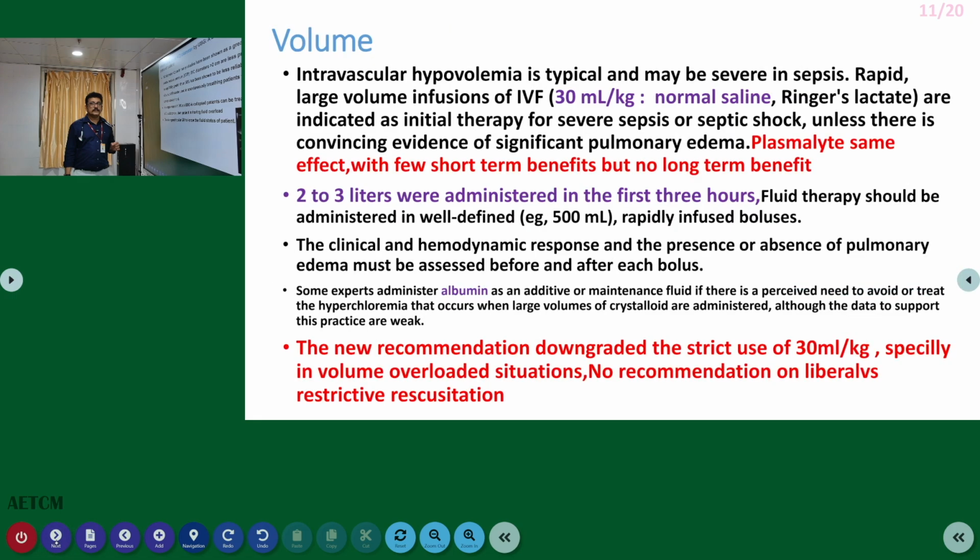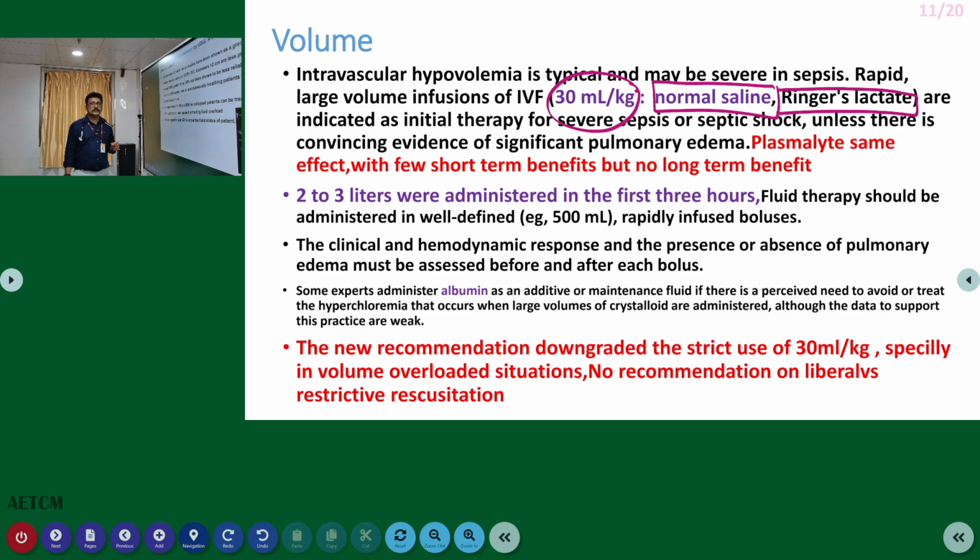Now, volume resuscitation is very important in the emergency room. Normally, in sepsis with hypotension, we always try to give 30 ml per kg body weight of normal saline. That is very important. Normal saline is the ideal choice of fluid. Ringer lactate also can be used. That's one of the physiological or balanced solutions. It can be used in almost all conditions except in severe liver failure.